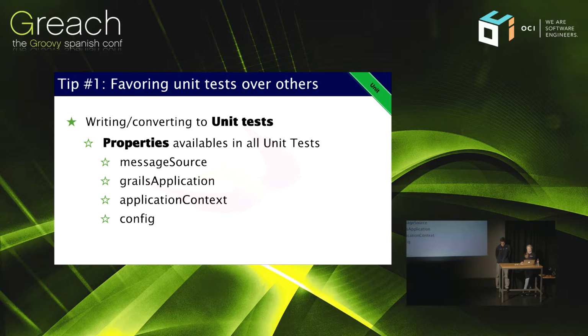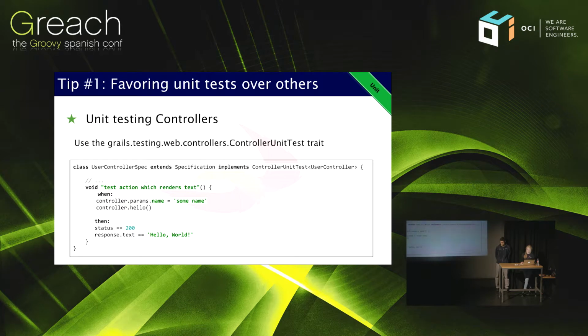In the previous version of Grails, some properties such as the message source or the Grails application property had to be mocked or simulated. In the newest version of Grails, all unit tests have these properties available, so you can forget about simulating them and write your unit test easily and save time.